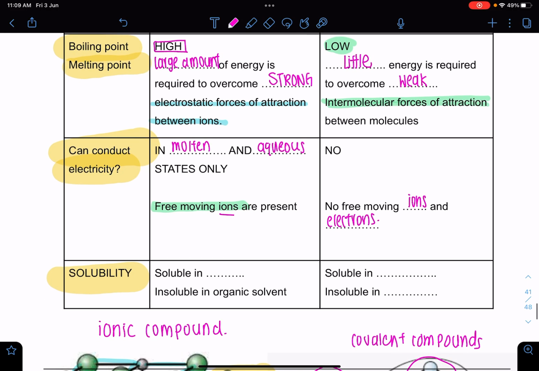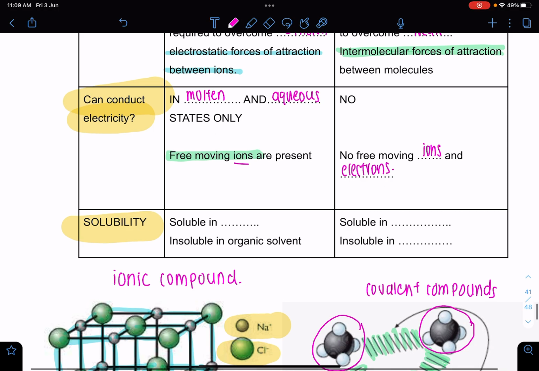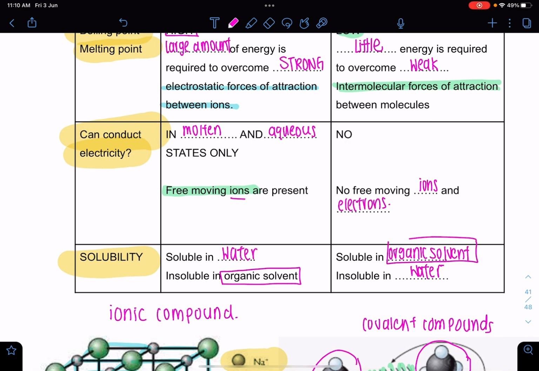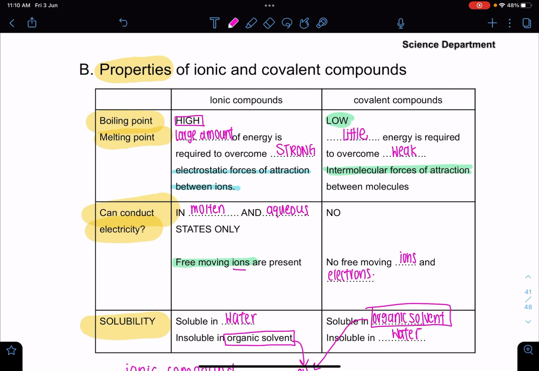With regard to solubility, you just have to memorize this. Ionic compounds are soluble in water, whereas covalent compounds are the opposite of the properties of ionic compounds. That means they are soluble in organic solvents, but insoluble in water. You might be wondering what organic solvents are. You would encounter these again in organic chemistry, but basically you can simply think of it as oil. Okay, so these are the properties of ionic and covalent compounds.